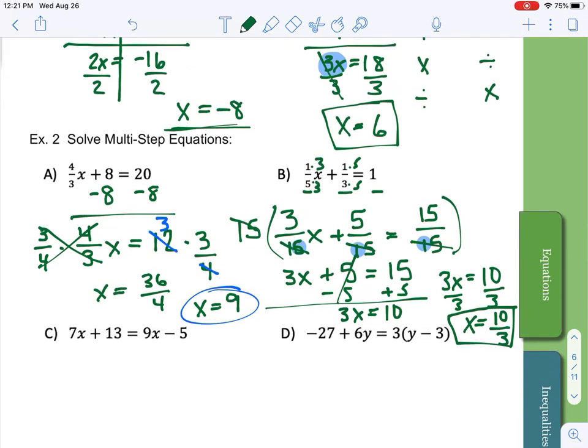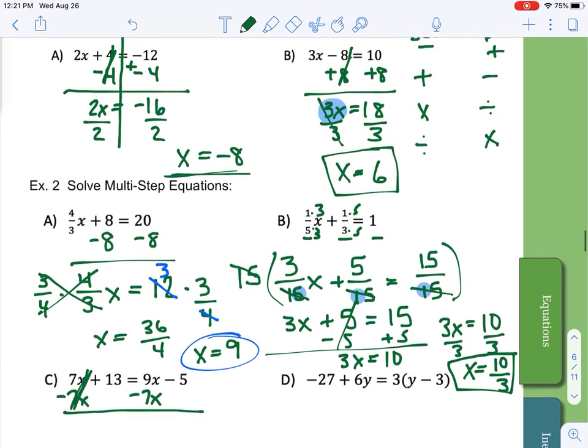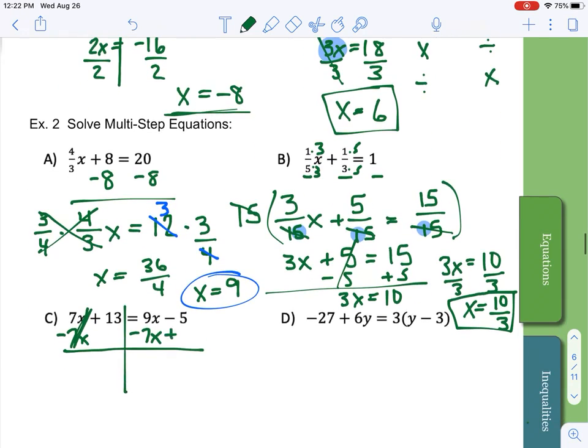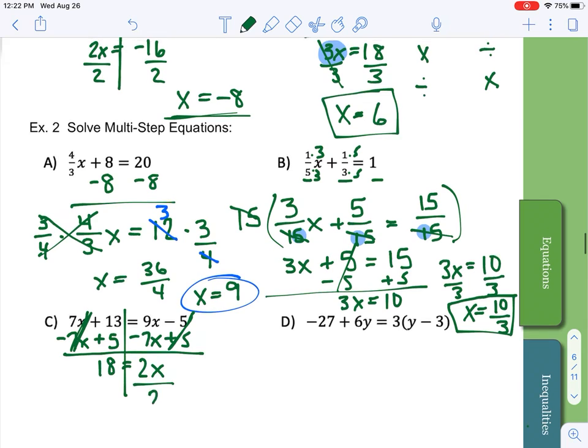Right, these next two, we have to get our x's, our variable, on the same side and our numbers on the same side. So I'm going to do my best to make sure everything stays positive. That's not always possible. Subtract 7x on both sides. Add 5 on both sides. So I have 18 equals 2x, or x equals 9.